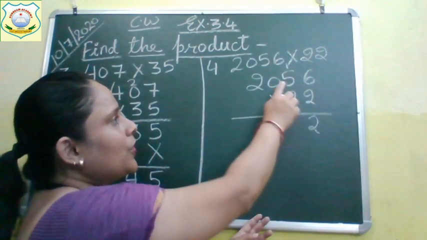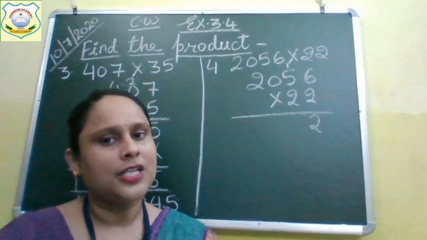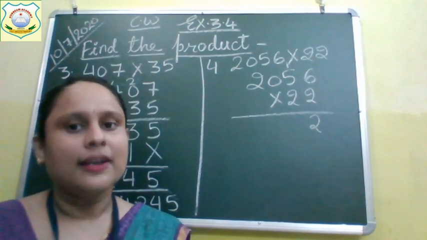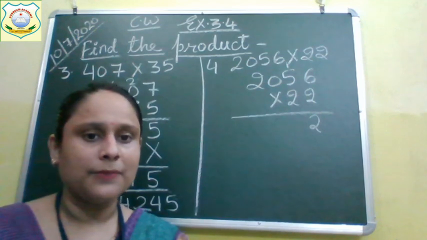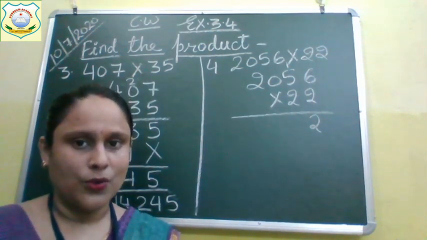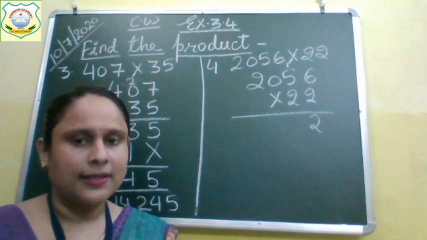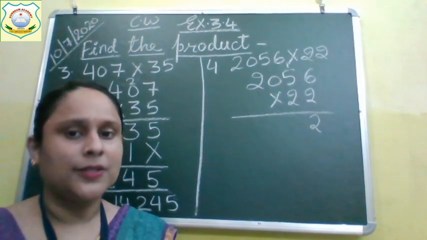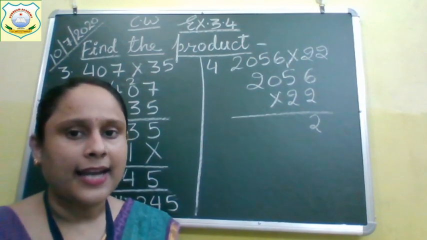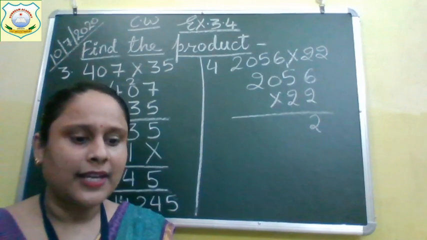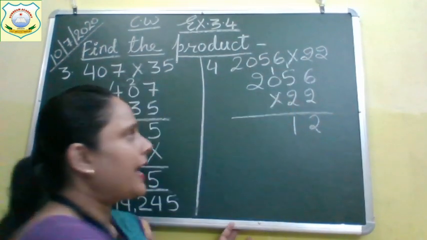Now 2 will be multiplied by the number written in the tens place. Which number is in the tens place? 5. So say the table of 2 up to 5 times: 2 ones are 2, 2 twos are 4, 2 threes are 6, 2 fours are 8, 2 fives are 10. When we add the carry to it, it becomes 11. So write 1 and bring 1 carry again.